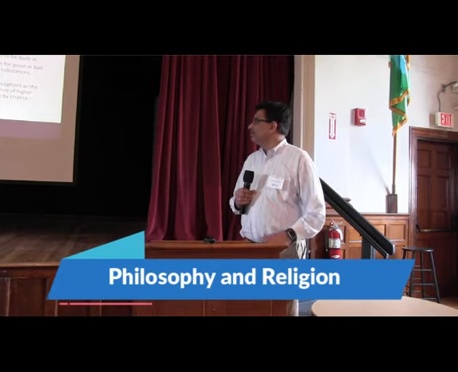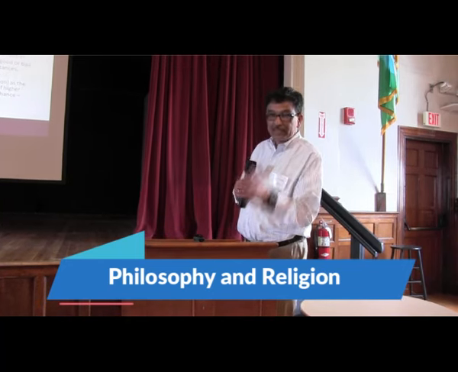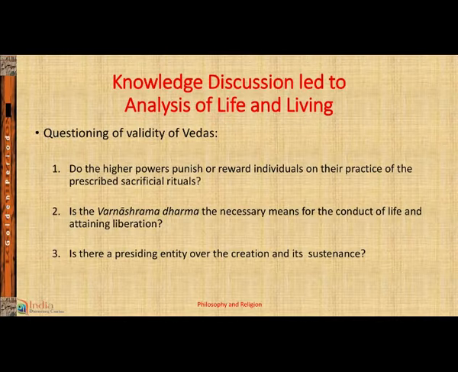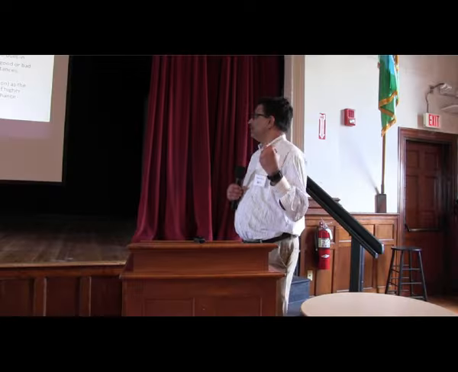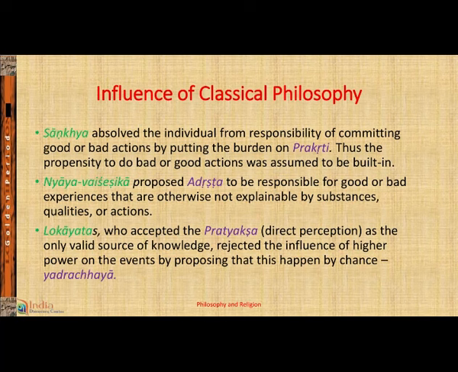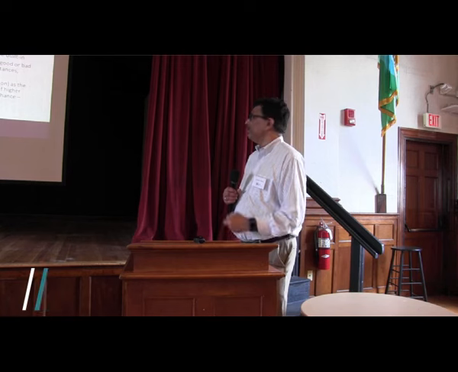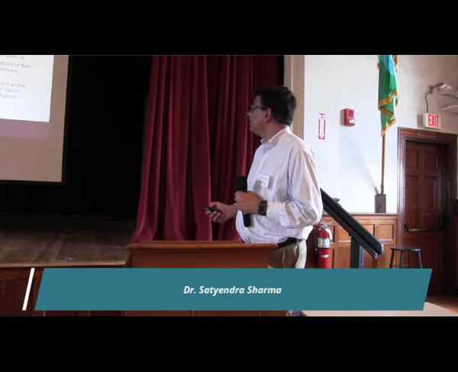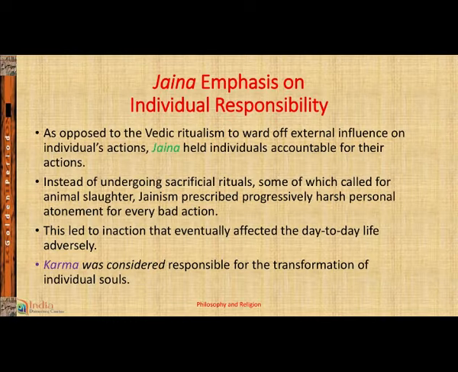So they said that there has to be a direct perception for a valid source of knowledge. And they said that the influence of higher powers doesn't exist and everything happens yadrachchha, which is, by chance. Then there was the Jain system. They emphasize individual responsibility: outside forces or influences don't affect how you behave. So basically it is your own actions that you should be responsible for.